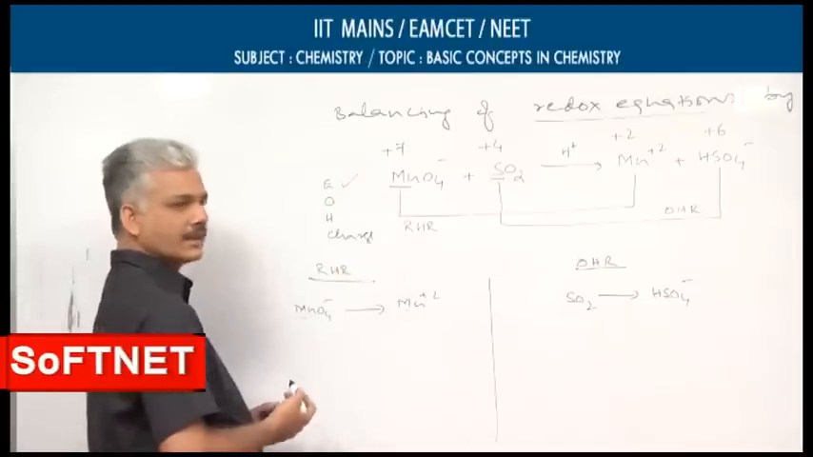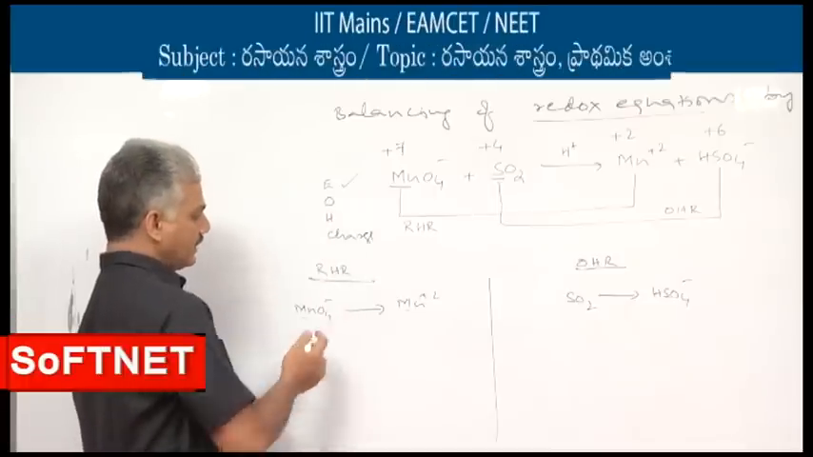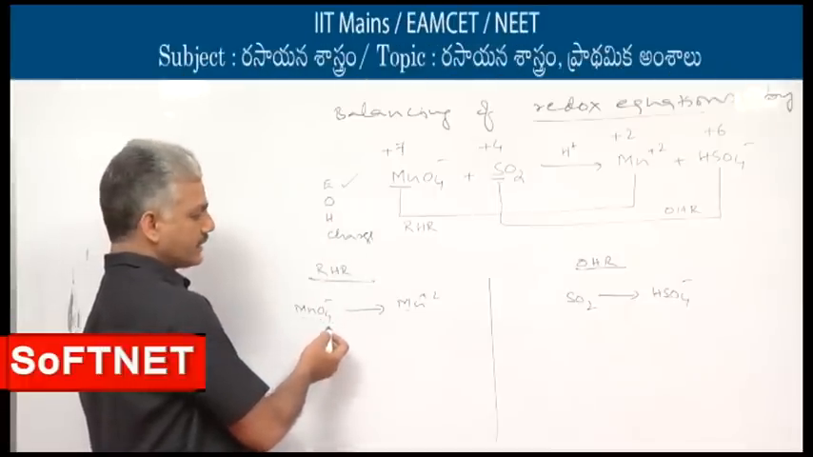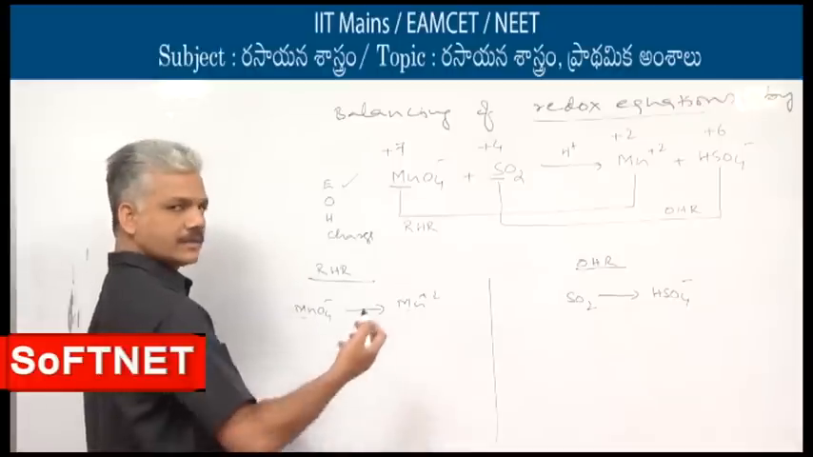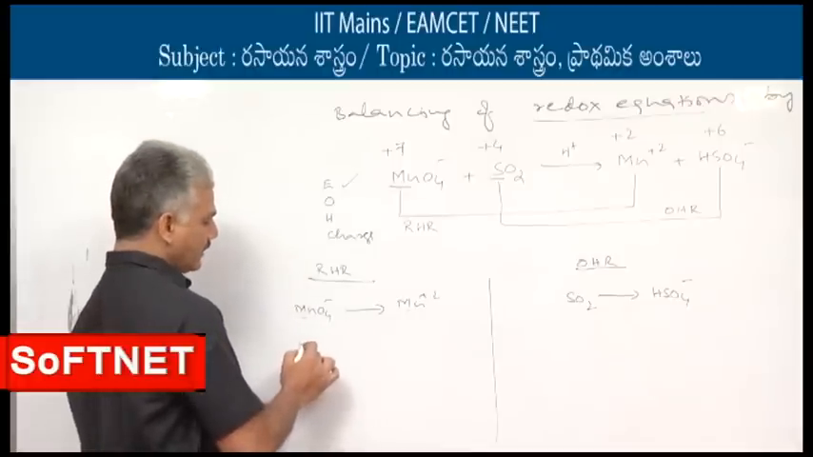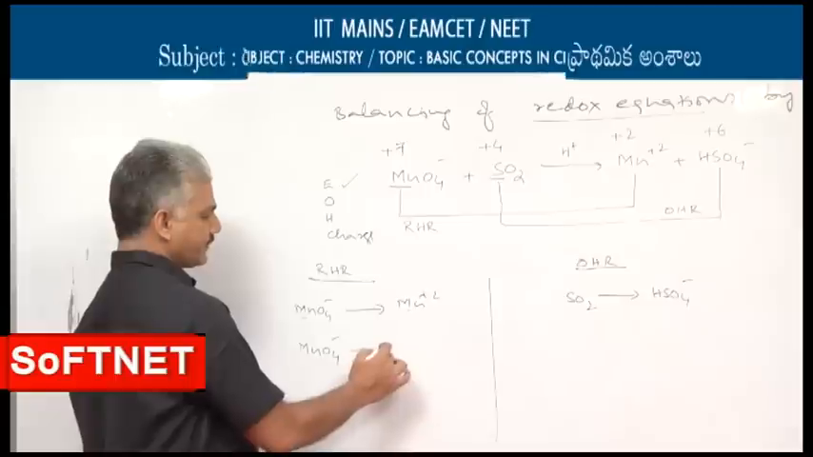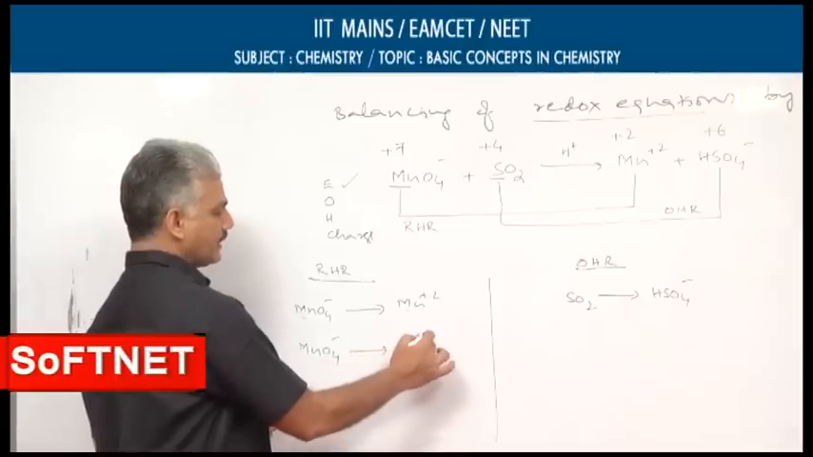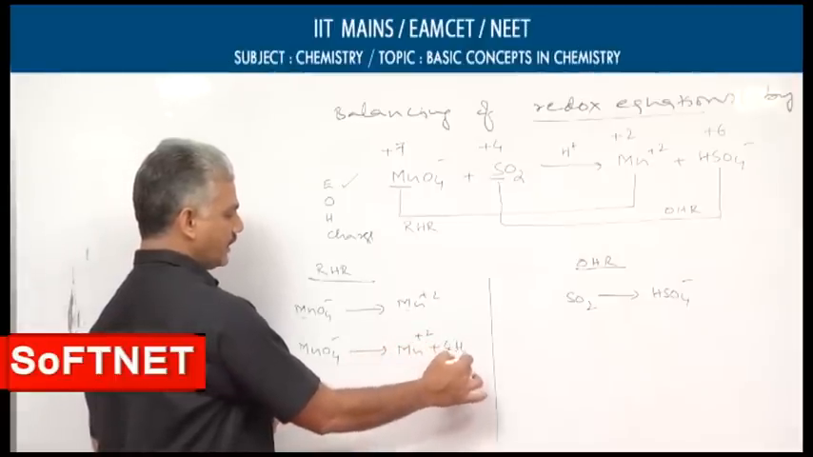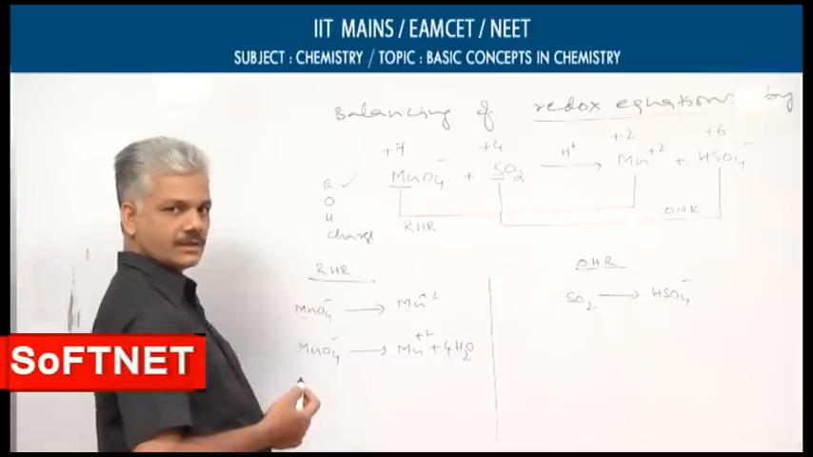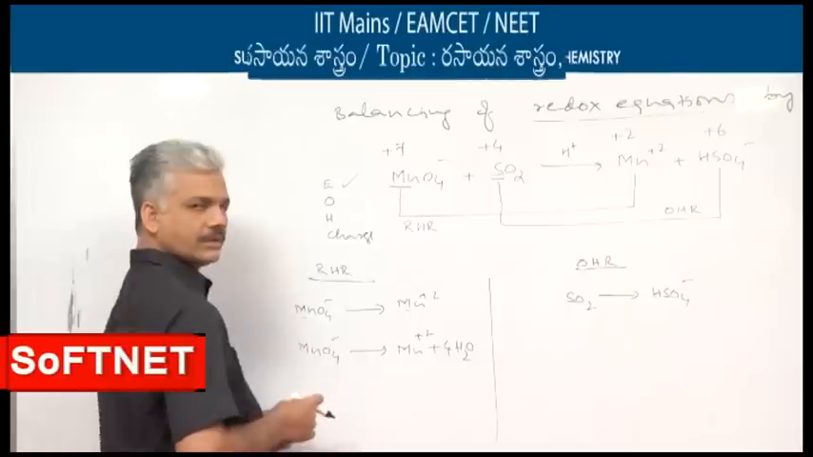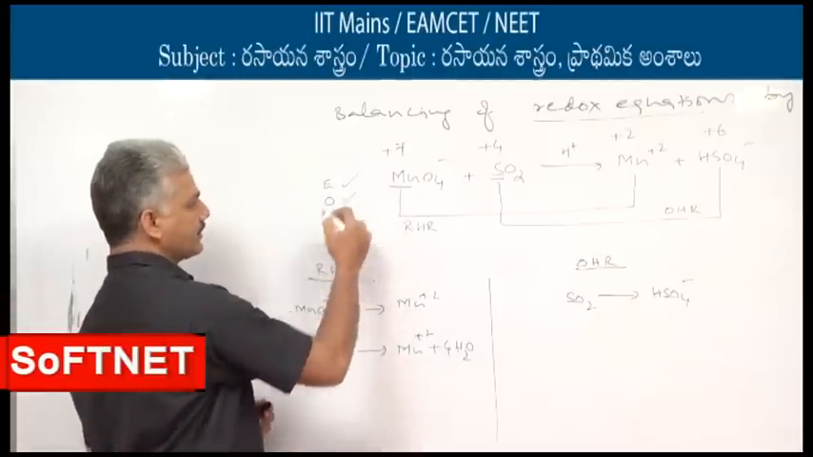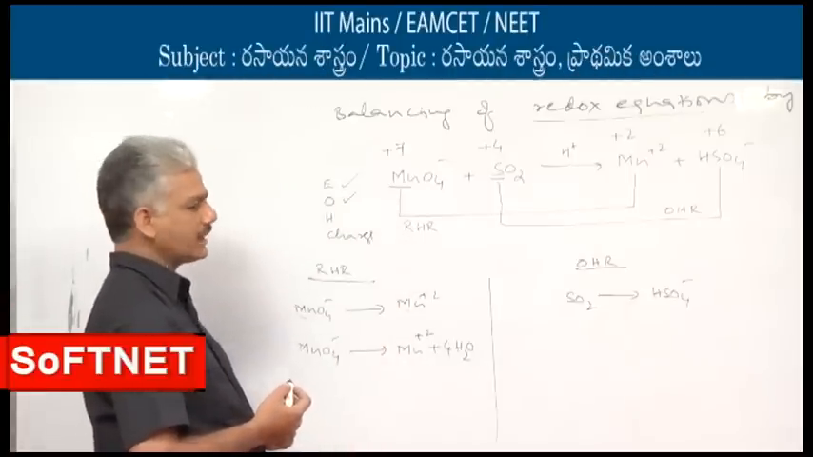state. Then coming to oxygen, on the reactant side there are 4 oxygen atoms, on the product side there are no oxygen atoms. So, as per the rule, on the deficient side we have to add the required number of water molecules to balance oxygen. As there are 4 oxygens, here we are adding 4 water molecules. With that, oxygen is balanced.